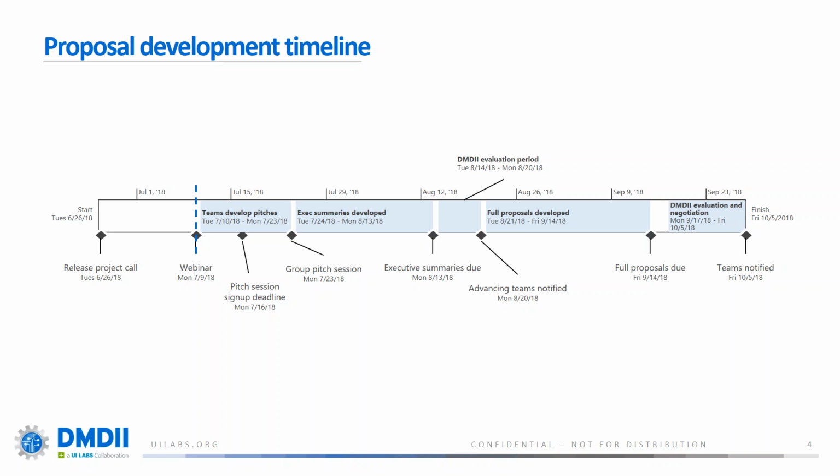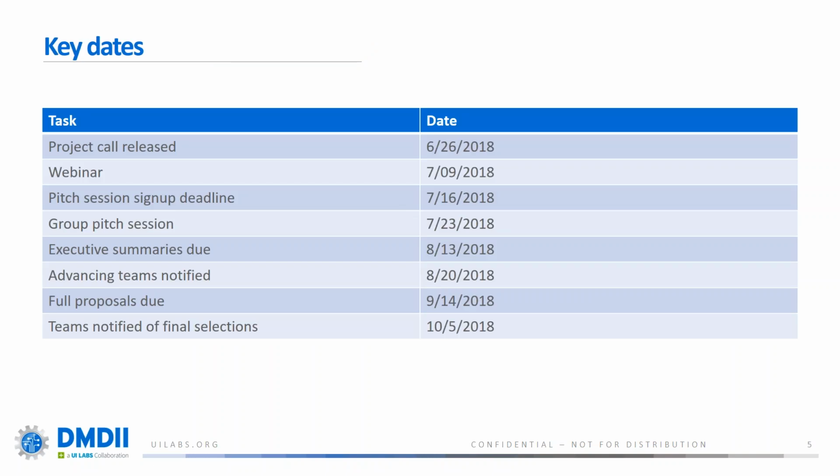Again, if you have questions, feel free to shoot me a message in the GoToMeeting, and I will get to them in the second half of this meeting. And this is just a chronological list of the events. So you've got that in timeline form, and you've got that in a list of all the tasks. These are the key milestones of the RFP response process.